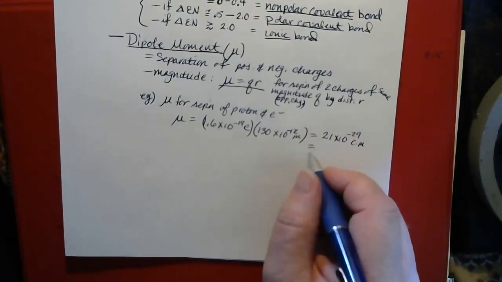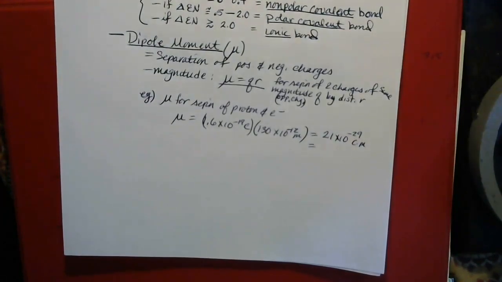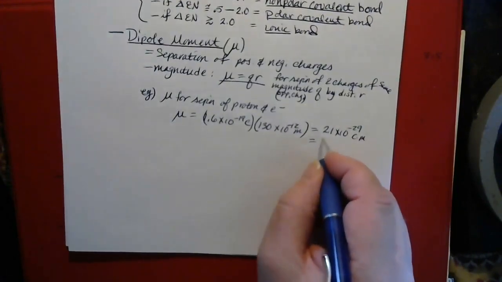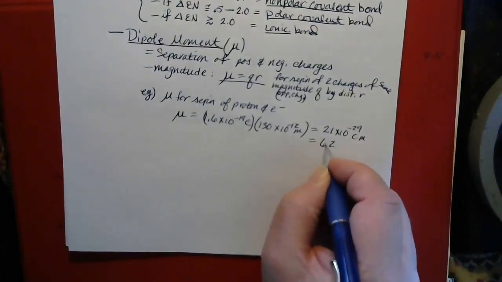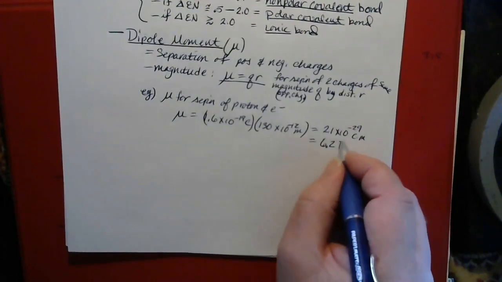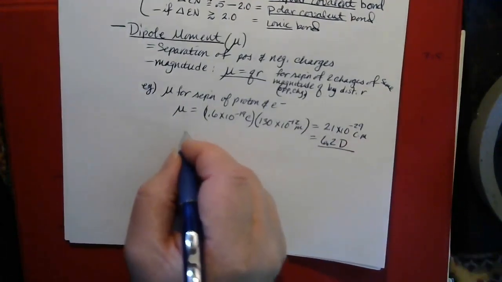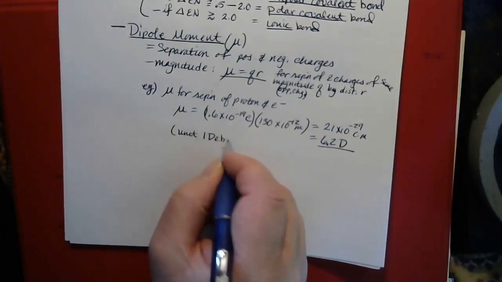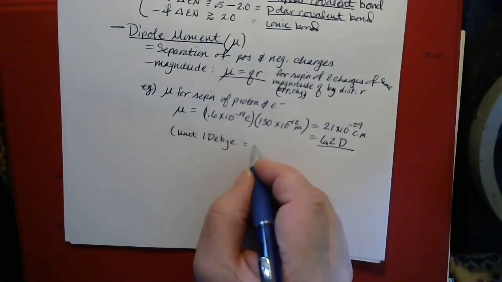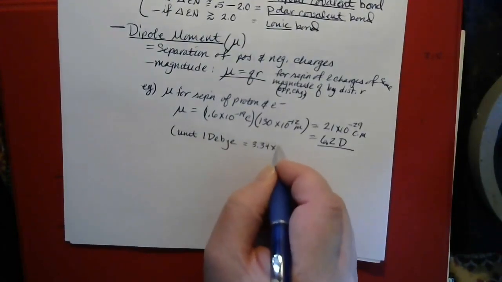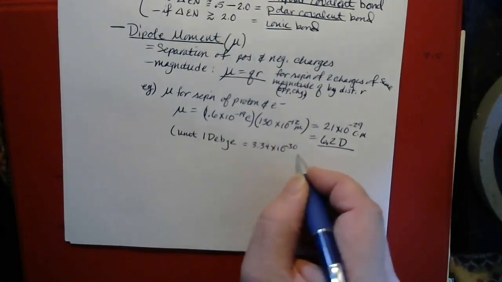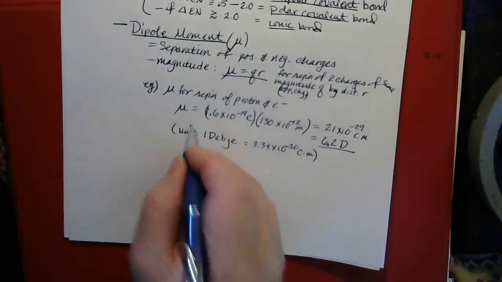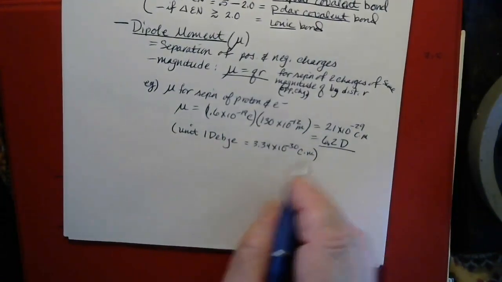And a coulomb meter is known as a debye, because Debye is the name of one of the scientists who pioneered research into this area. Or sorry, not exactly a coulomb meter, but anyway, we usually convert to debyes. One debye is 3.34 times 10 to the -30 coulomb meters. So this is 6.2 debyes.